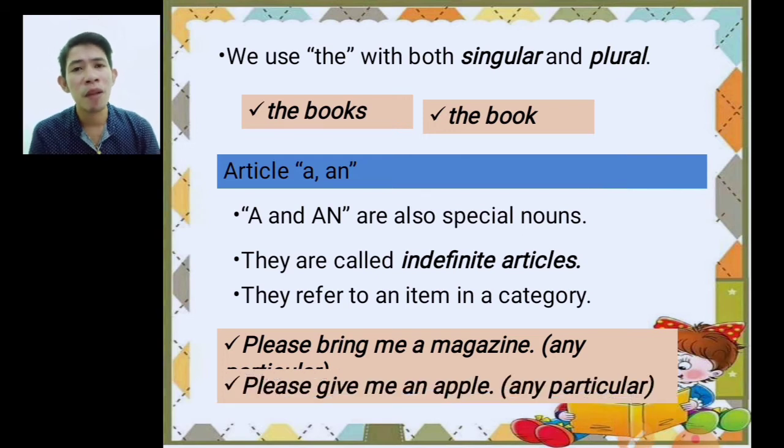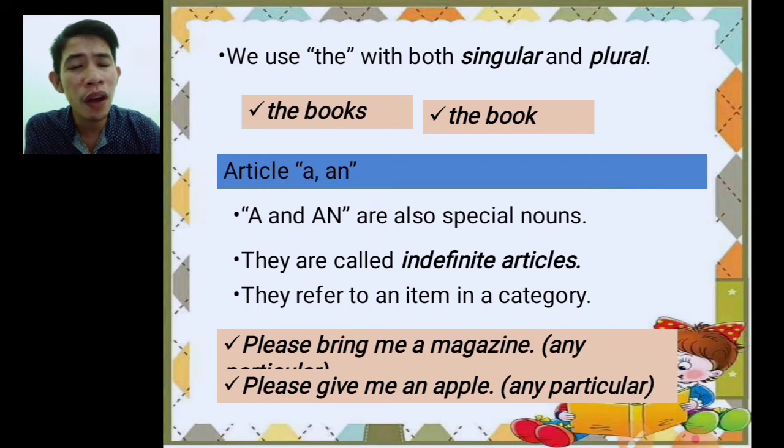Another example, please give me an apple. Because of the article an, we are referring to any apple. It could be a green apple or a red apple.